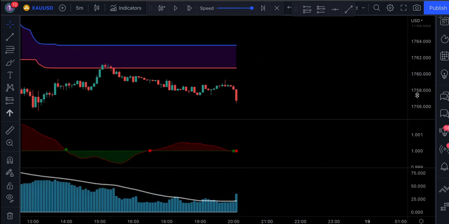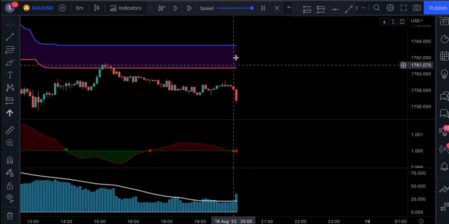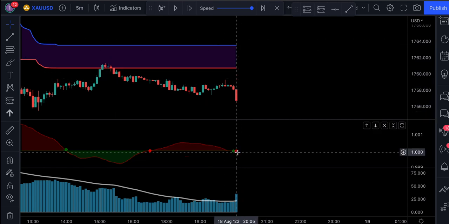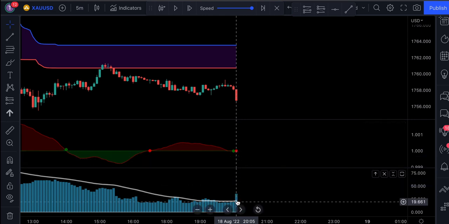So here are the rules for entering a short position. First, the price action must be closed below the cloud. Second, the Diddy index must print a red circle. Third, the volatility bar must be above the SMA. The color of the bar does not matter.